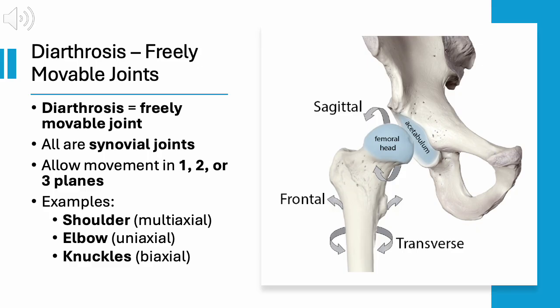Diarthroses are classified further based on how many axes of movement they allow. Uniaxial joints move in one plane, like the elbow, which flexes and extends. Biaxial joints move in two planes, like the knuckles, which allow both flexion-extension and abduction-adduction. Multiaxial joints move in all three planes, like the shoulder or hip, which allow you to swing your arm in a full circle or rotate your leg. These joints provide the most mobility, but they also require supporting structures to maintain stability. We'll examine those structures more closely when we dive into synovial joint anatomy.